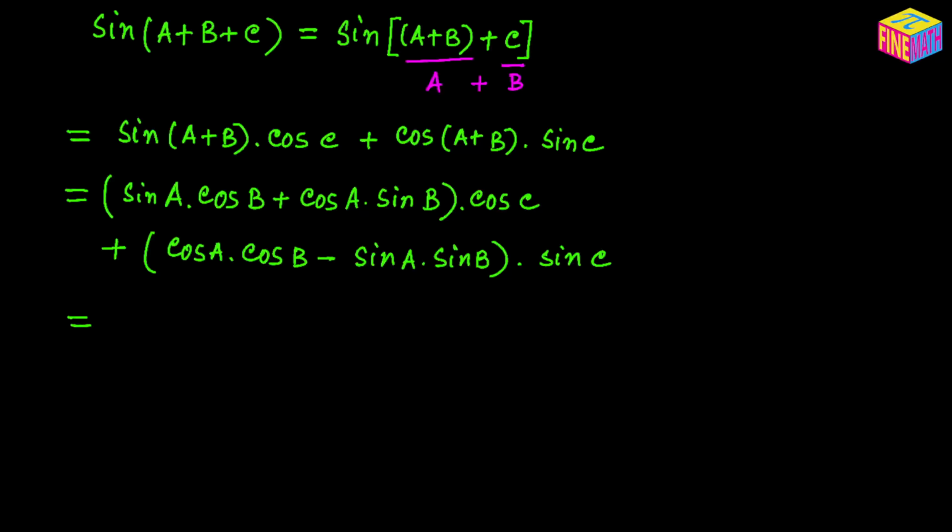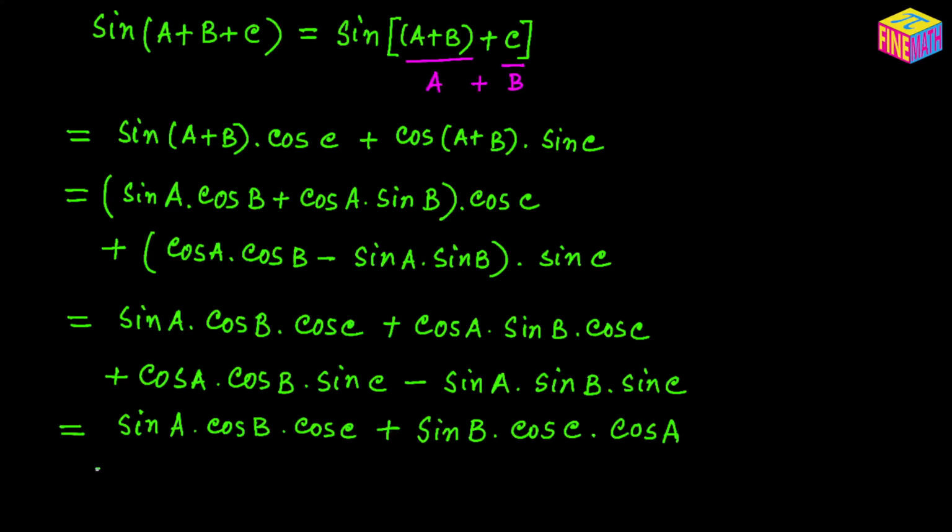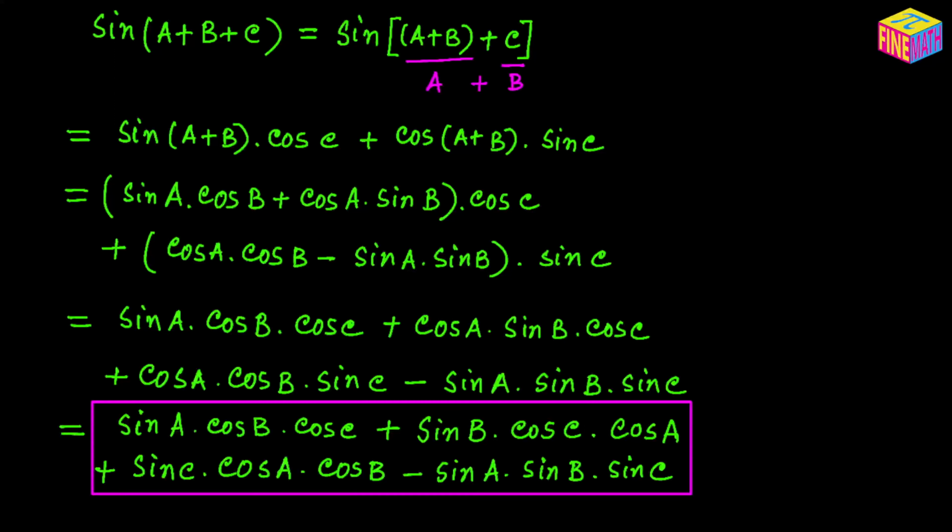So within the first parenthesis we need to multiply each term by cosine of c, and then from the second parenthesis again we need to multiply each term within the parenthesis by sine of c, which is actually outside. And if we rearrange it slightly, it's going to look like this. So we are going to have sine of a times cosine of b times cosine of c, plus sine of b cosine of c times cosine of a, and the third term can be written as sine of c times cosine of a times cosine of b, and minus sine of a times sine of b times sine of c, and that is the value of sine of a plus b plus c.